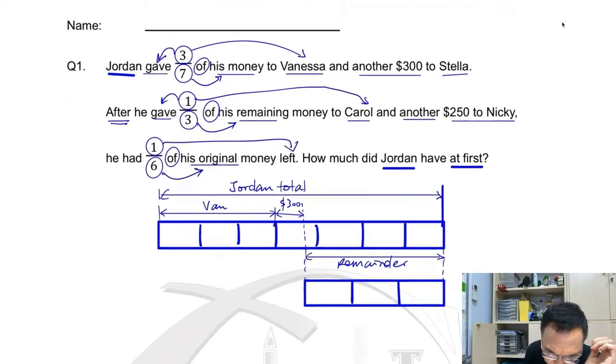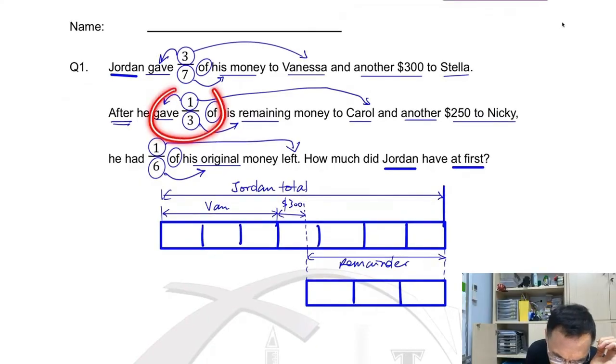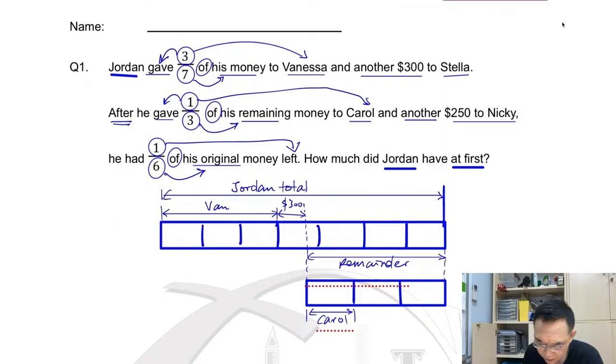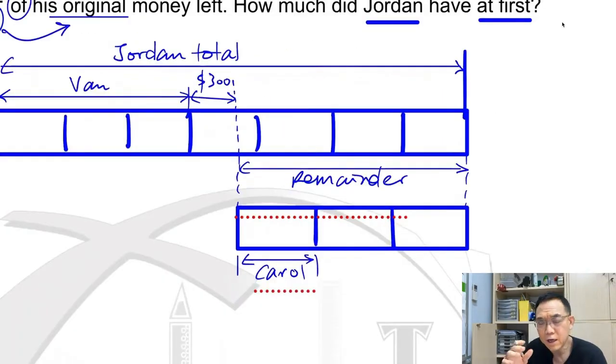So what are we going to do next? We are going to go to this one. He gave 1/3 to Carol and then another 250 to Nikki. And then he will have some money left. So there are many, many things to write. So first, he will give 1/3 to Carol. 1/3. Let's say this is Carol. And then he will give 250 to Nikki, right? But 250, again, it's just like 300. 300 is not 1 unit, right? So likewise, 250 cannot be 1 unit. Okay, it can be anything other than 1 unit.